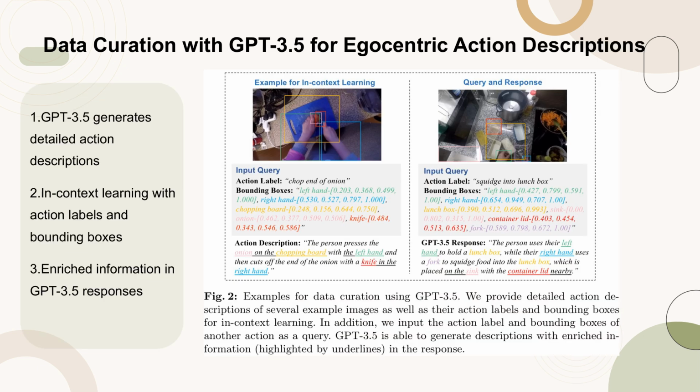Figure 2 illustrates the process of data curation using GPT 3.5 for generating detailed action descriptions in egocentric vision tasks. The figure shows how detailed action descriptions are provided for several example images, along with their action labels and bounding boxes, to facilitate in-context learning. Additionally, a new action label and bounding boxes are input as a query, and GPT 3.5 generates descriptions with enriched information highlighted in the response. This process aids in creating a dataset with comprehensive action descriptions, crucial for training models to understand and generate egocentric action frames.